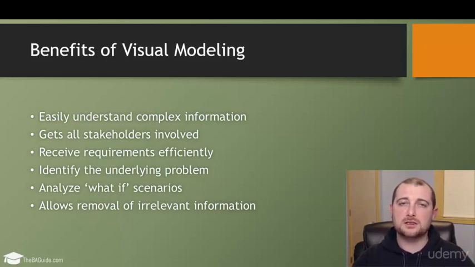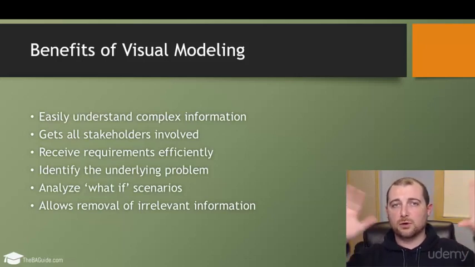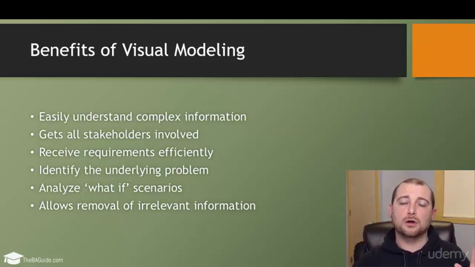Another thing is that you can receive requirements efficiently. It's a good way not only to explain requirements after the fact, but it's a good way to understand requirements up front. So instead of eliciting all of the details and just trying to write it all down in text, you can have post-it notes or something where you're creating a process flow or creating a model right on a whiteboard, and it helps to make sure that you can elicit those requirements quicker. You're also able to identify the underlying problem.